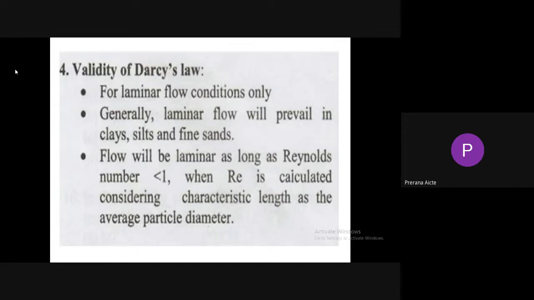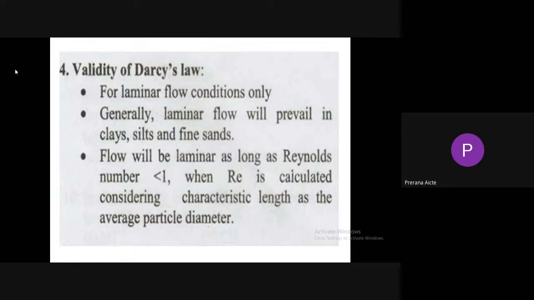Darcy's law is not valid for coarse grained soils because of high permeability. Turbulent flow conditions exist, so Darcy's law is not valid for coarse grained soils. At the same time, Darcy's law is also not valid for least permeable soils, that is expansive clays, because here the flow is not possible. That's why Darcy's law is not valid.